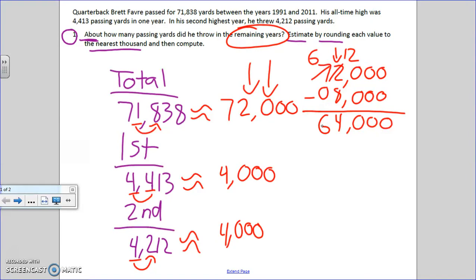So by rounding, about how many passing yards did he throw in the remaining years? He threw about 64. Again, when I get to the comma, I say 1,000. Please circle your final answer so someone will know.